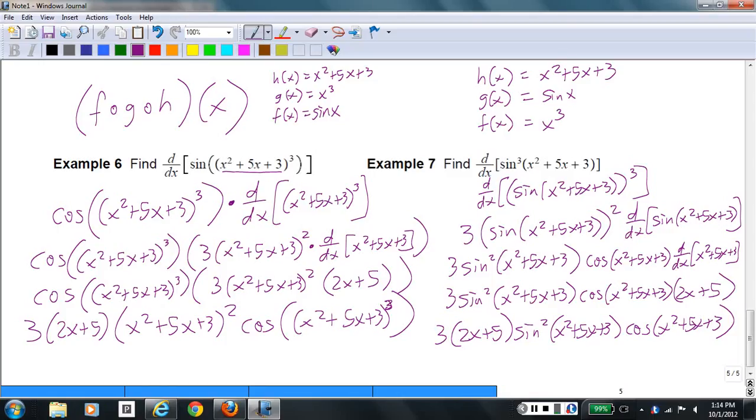Chain rule is designed, like all these rules, product rule, quotient rule, to make our lives easier. Does your life feel easier now than it was when you came in here today?